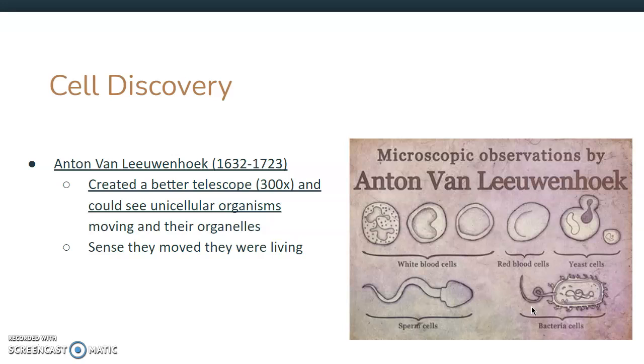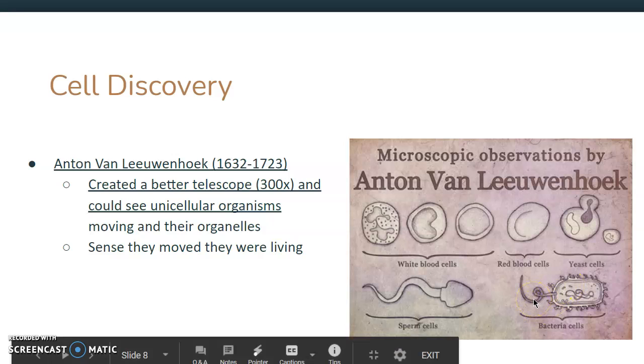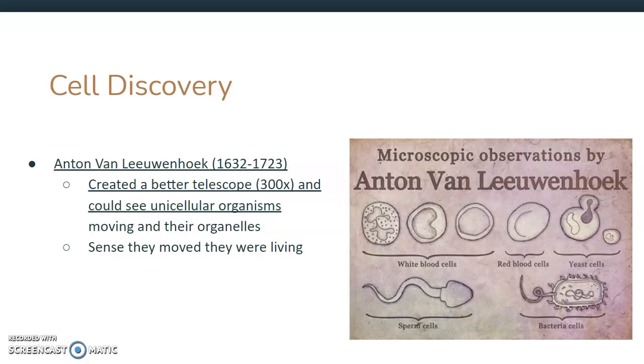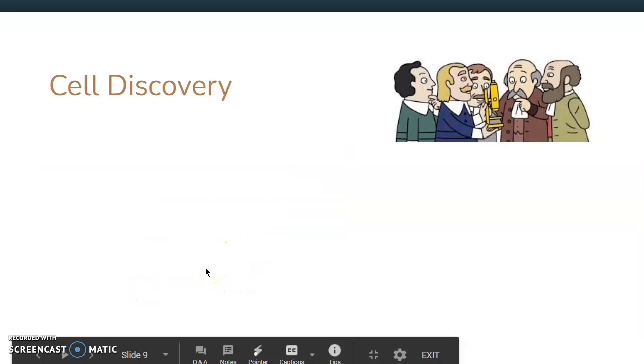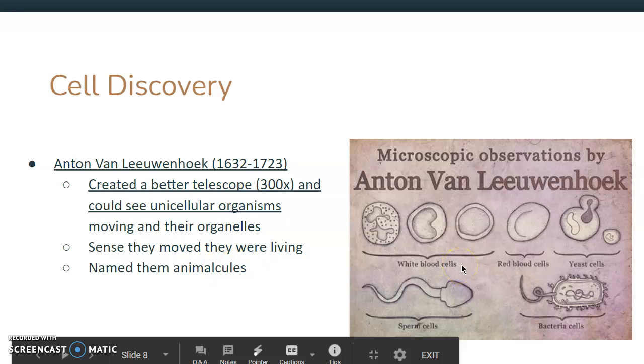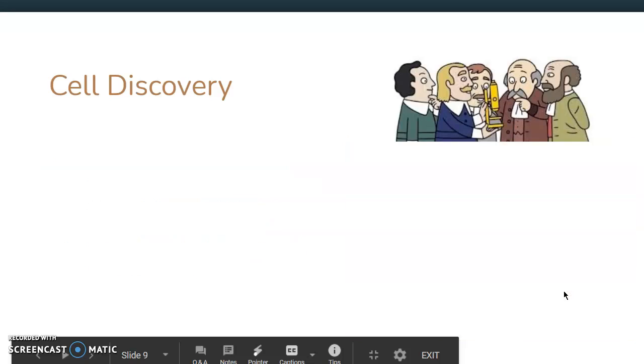So he saw that they would be moving around and thought, well, since they're moving, they have to be alive. Things that are dead don't move. A dead plant doesn't move, a dead animal doesn't move, but anything that is alive does. So he named all of these little cells animalcules. Just a fun little trivia. He named them animalcules, thinking that they were like animals, little tiny animals.